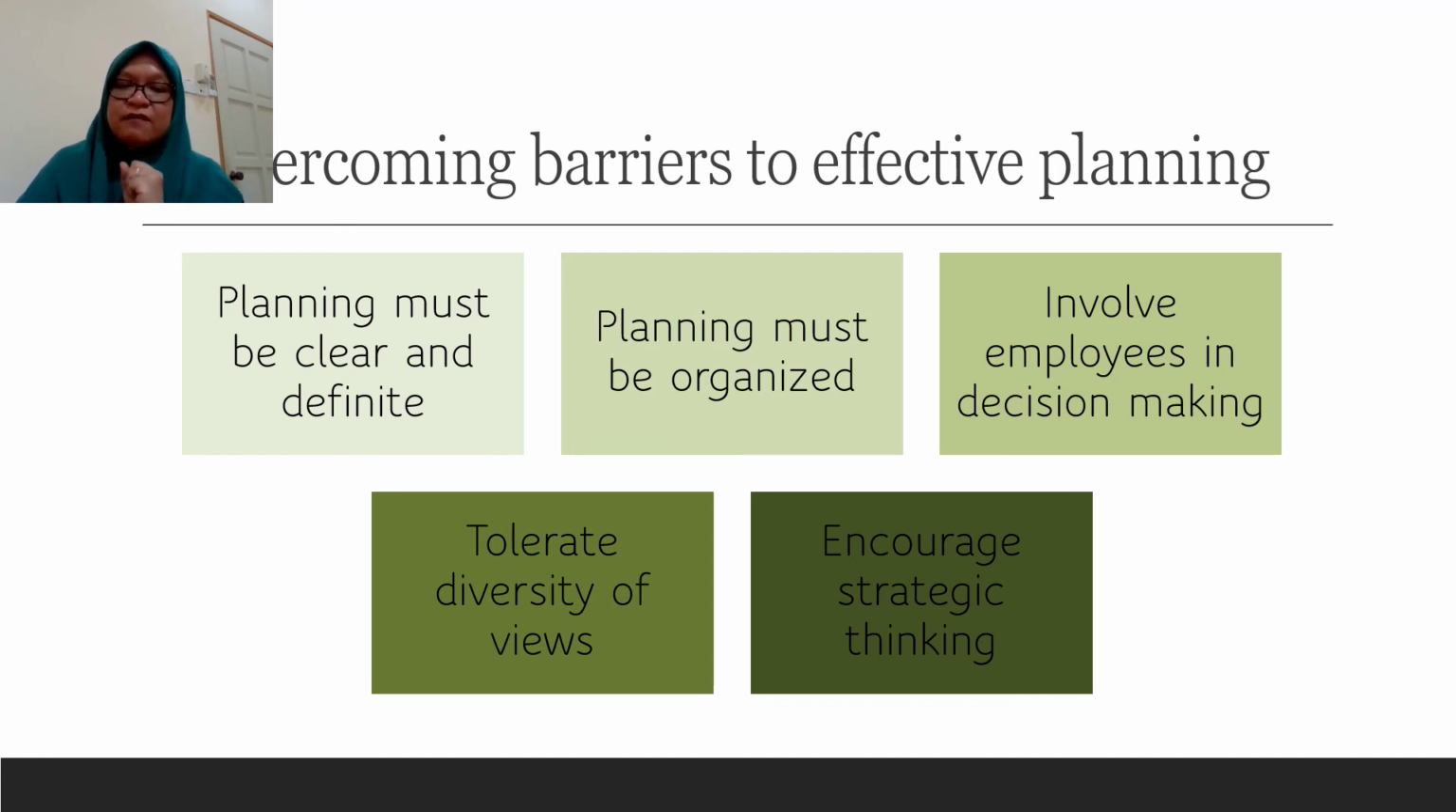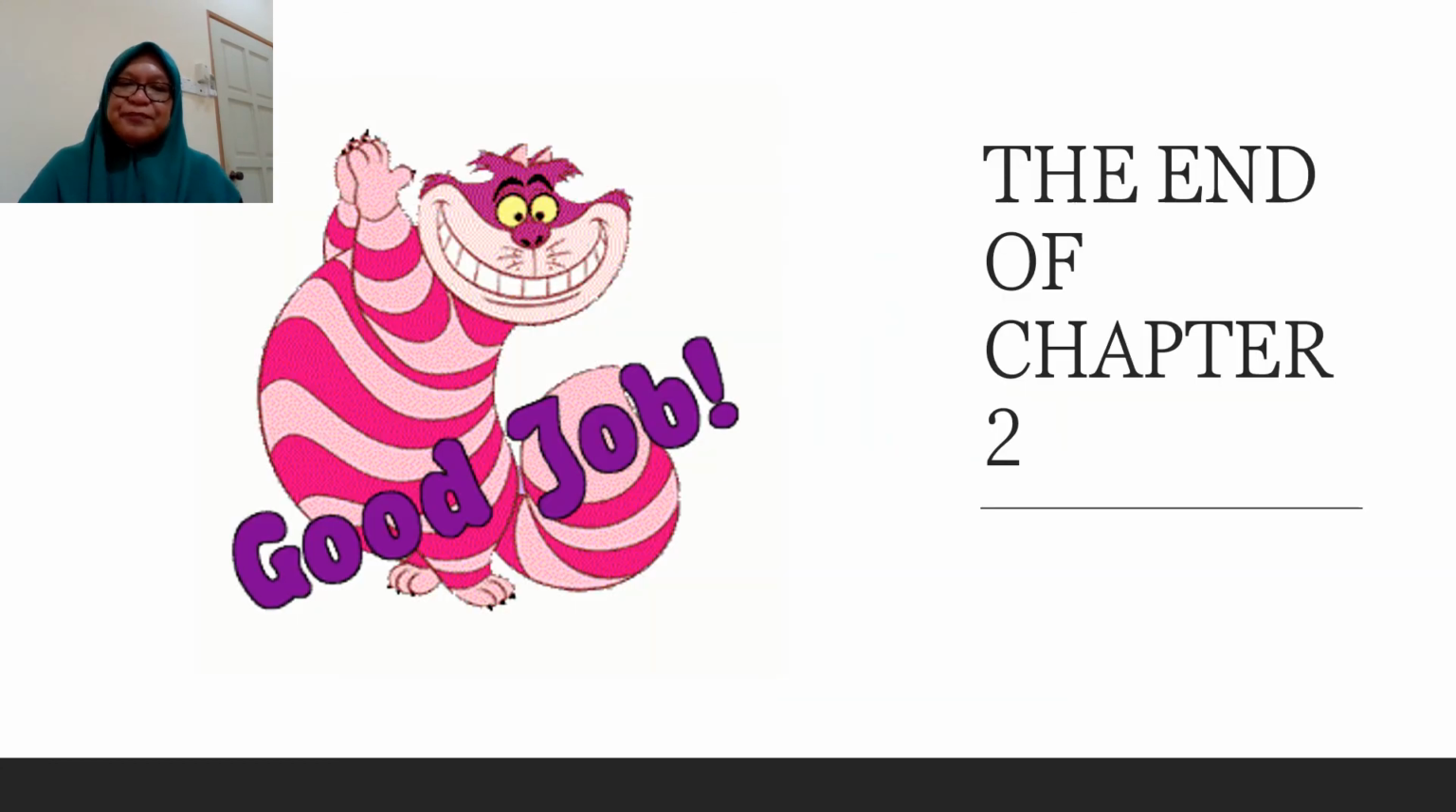Tolerate diversity of views, so always accept views from others. And encourage strategic thinking. Encourage strategic thinking means that you accept the differences, and then encourage employees to always think ahead, putting their thinking into what they can contribute to the organization. So that's it for chapter 2 about planning. We'll see you in chapter 3.